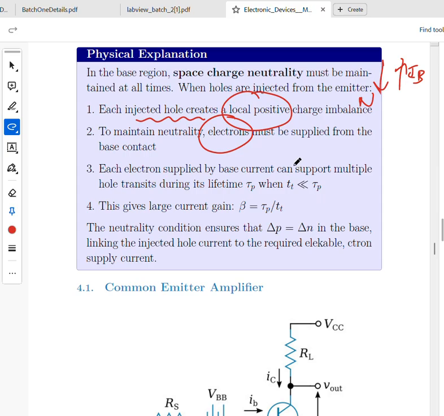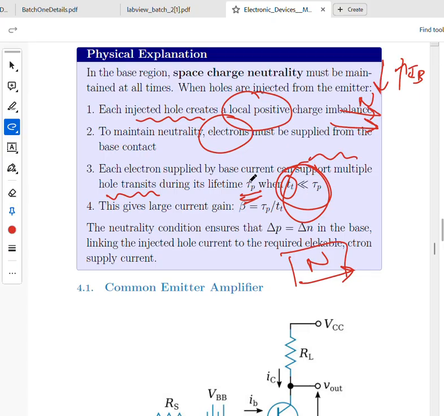Okay, since the electron is supplied, it doesn't recombine directly. It allows multiple holes to transmit. Okay, it supports multiple hole transits during its lifetime. Now this is considering that the transit time, TT, is very much less than TP, which means that the time it takes for the carrier to move across the N region is very small compared to the recombination time. If this is fulfilled, it means that it is able to transmit many holes. Even one electron is able to transfer many holes.